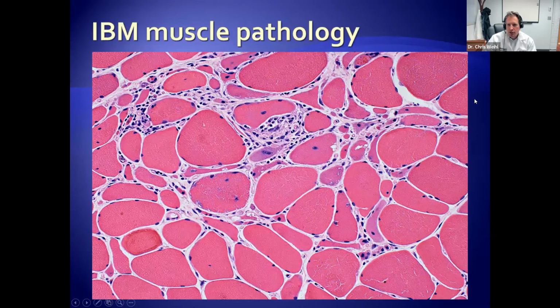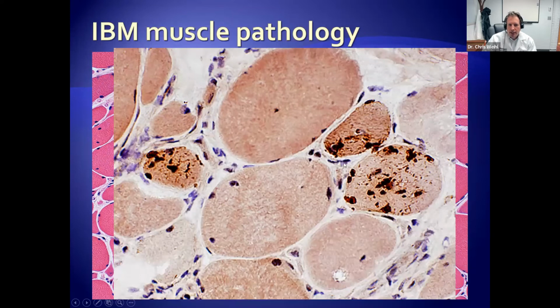This is a muscle biopsy of patients with inclusion body myositis. You can see here, this is a normal looking muscle fiber. This is now an atrophic fiber that has aggregates in it and vacuoles. This is another one with aggregates in it. What we were interested in is trying to understand, what is inside of these aggregates, and are they telling us something about the disease pathogenesis?